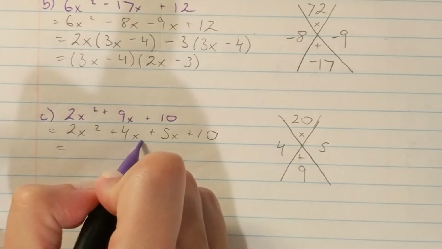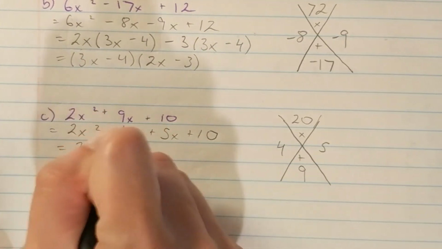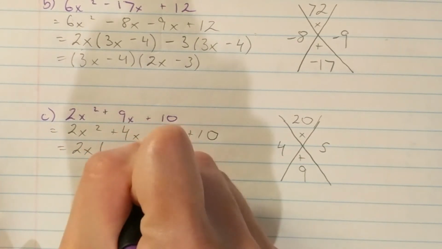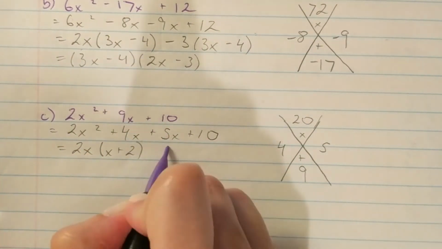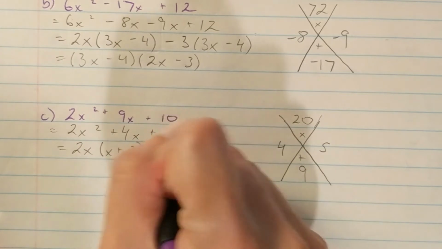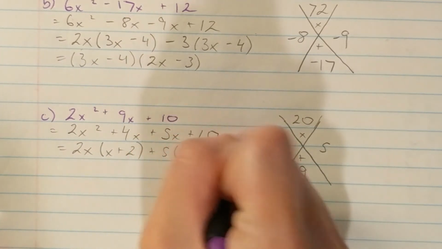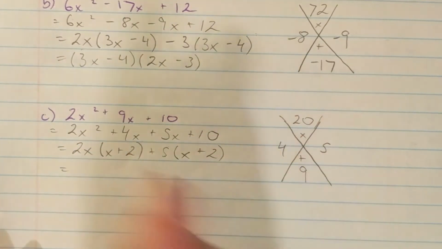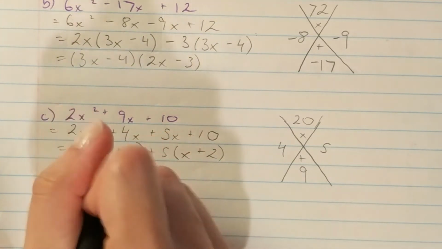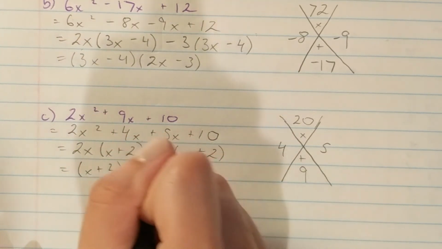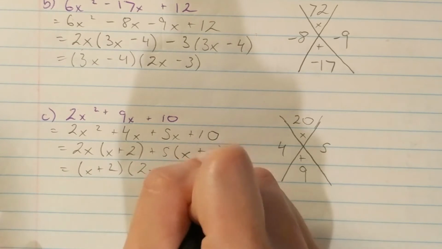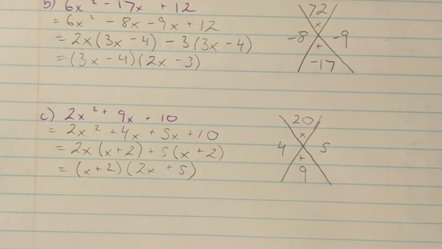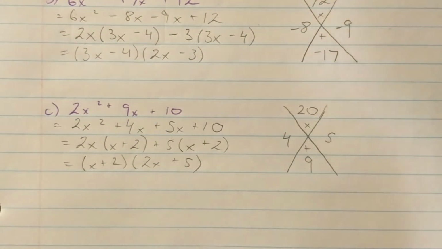I common factor my first two terms. I can pull out a 2x, leaving me with x plus 2. For my second set, I can pull out a 5, once again leaving me with x plus 2. When I factor out the x plus 2, I'm left with 2x plus 5 as the final solution. Okay, let's flip it over and do a few more examples.